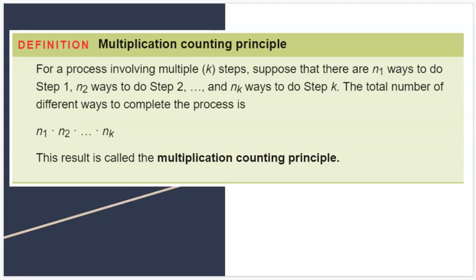So, the counting principle tells us that for a process involving multiple steps, so let's say k steps, suppose that there are n1 ways to do the first step, n2 ways to do the second step, and nk ways to do step k. The total number of different ways to complete the process is simply multiplying all the step ways together. So, how many ways to do step 1 times how many ways to do step 2, times all the middle stuff, and then finally times the number of ways to do step k. This is called the multiplication counting principle.